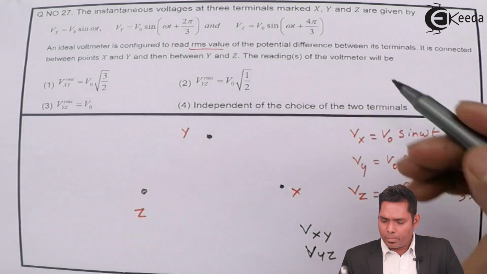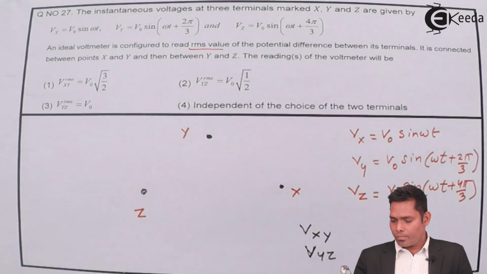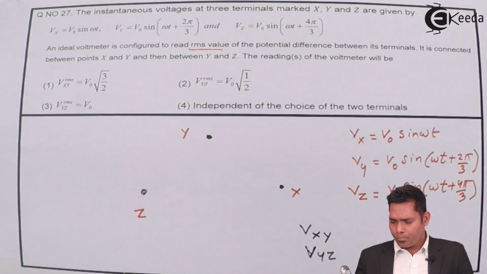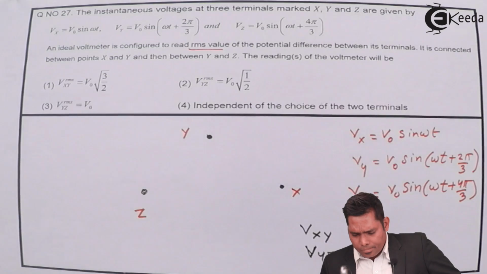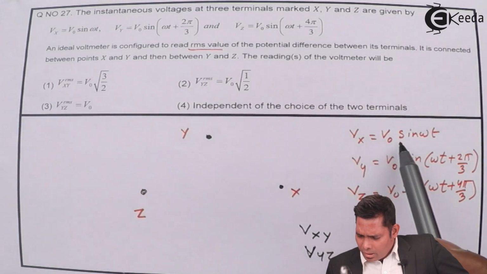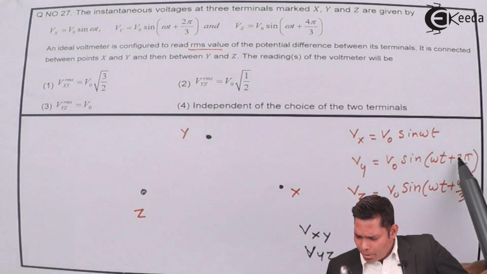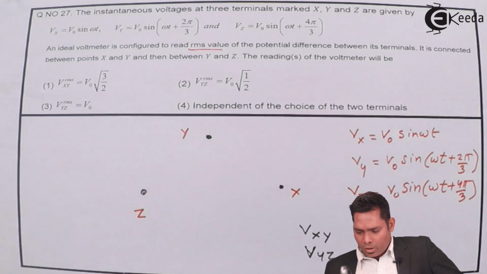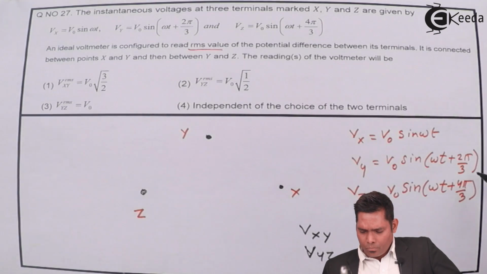Then what will the reading in the voltmeter be? We have to find the RMS value of the potential difference that the instrument will read. First of all, we must know that this is leading by 2 pi by 3 and this is leading this by 2 pi by 3. So ultimately between these two the phase difference is 4 pi by 3.